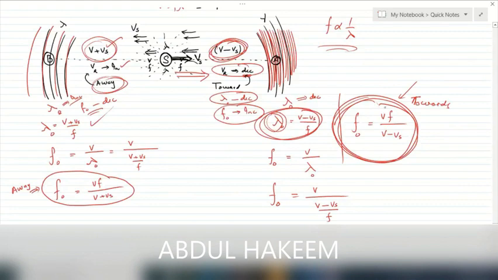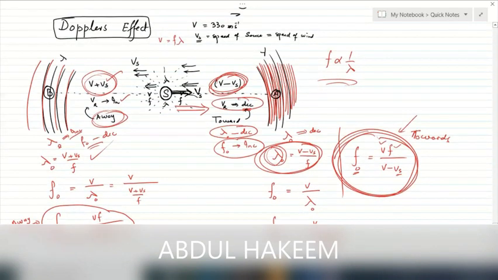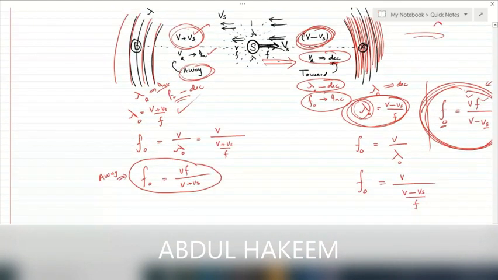So what is F and what is V? F is the actual frequency of the sound. V is the actual speed of the sound in air, which is 330. And what is Vs? This is the speed of the wind or speed of the source. And F naught is actually the observed frequency. So when the source is coming towards the observer, its frequency increases, the sound becomes more sharp. But when the source is moving away from the observer, its frequency decreases, so the sharpness of the sound decreases.